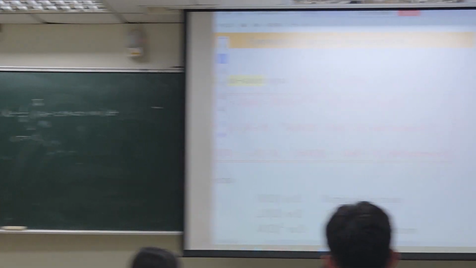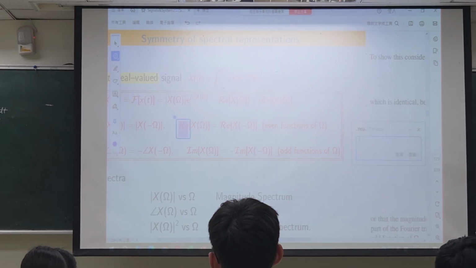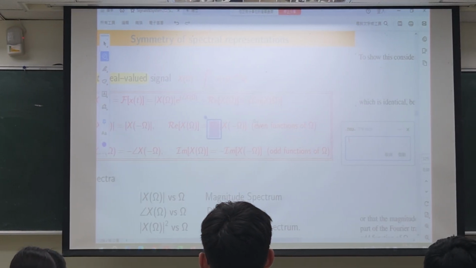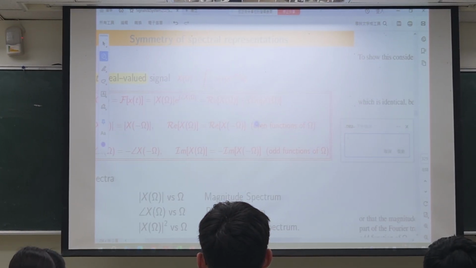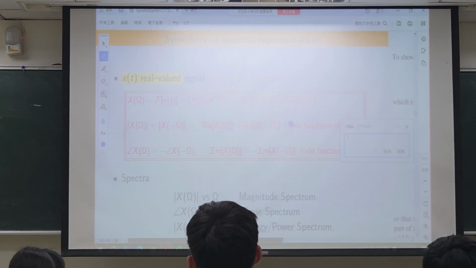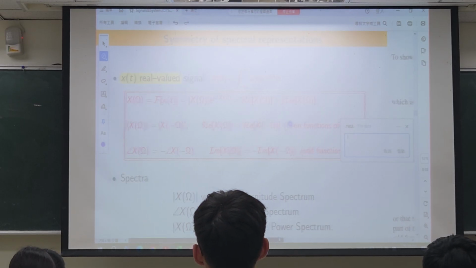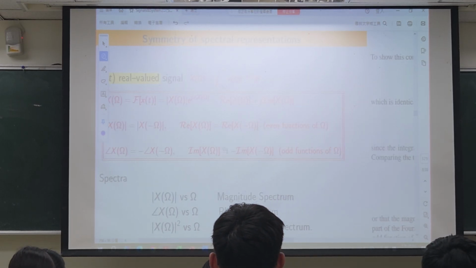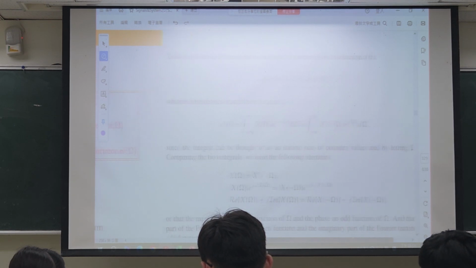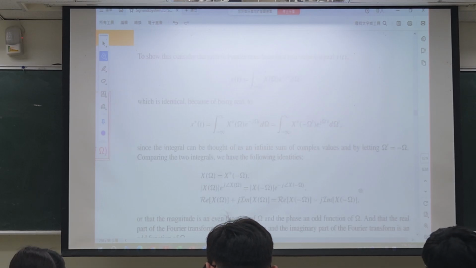So this means the real part, if you look at the real part, is an even function in the frequency domain. And if you look at the imaginary part, then it becomes an odd function. Similarly, the phase angle is also an odd function. All right, now the proof.